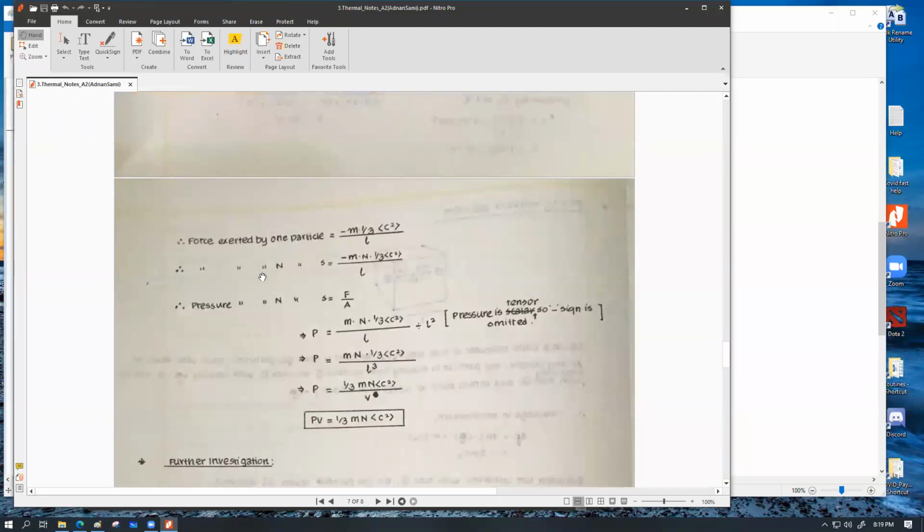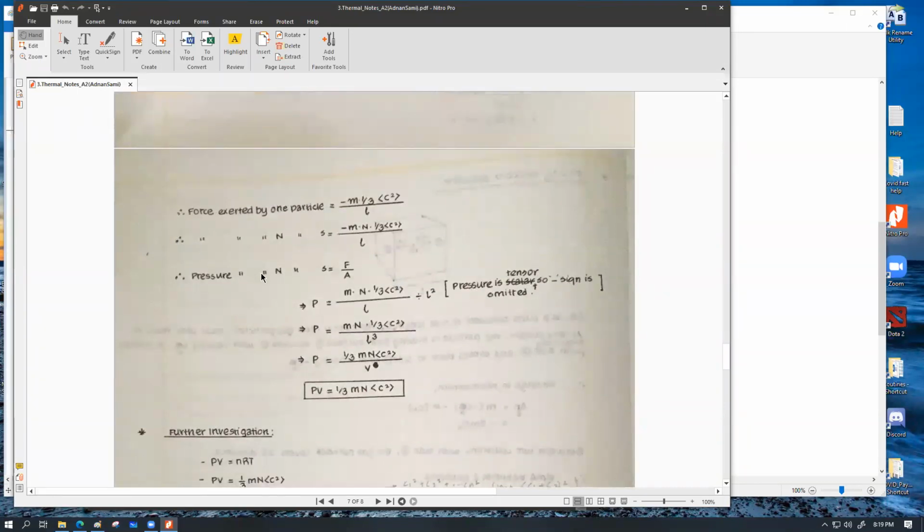If we have n number of particles, they are going to produce n collisions within the same amount of time, and the total force exerted by n particles on the surface would be given by this much. And if we want to find out the pressure exerted by n particles, pressure is defined as force per area. So pressure will be given by n particles.